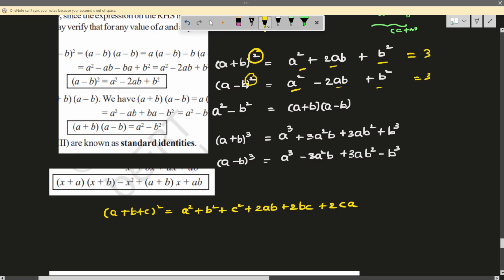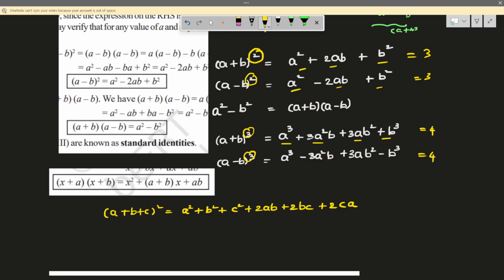But when we are cubing an equation, the number of terms is 4. That means the number of terms will be 1 more than the power. If power is 3, number of terms is 4. If power is 4, number of terms is 5. And if power is 5, number of terms is 6. But wait a minute, this holds good for binomials and not for polynomials.